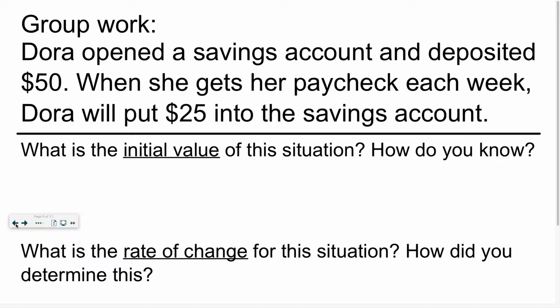Okay, so in your groups, I want you to take a look at this. Dora opened a savings account and deposited $50. So right away she went to the bank and deposited $50. When she gets her paycheck each week, she wants to put $25 more into her savings account. Every week she's going to get her paycheck and put $25 into the savings account. So figure out what the initial value of the situation is, and how you know, and then figure out what the rate of change for this situation is, and how to define that. In your groups, figure this out and talk about it, okay?